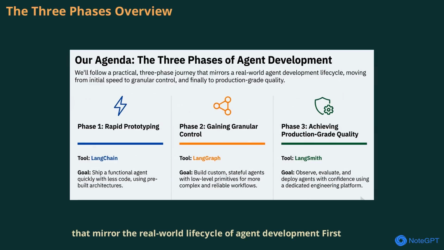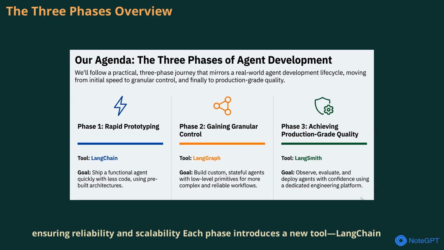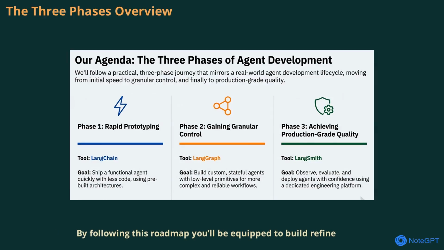First, we'll focus on rapid prototyping, where speed and simplicity are paramount. Next, we'll dive into gaining granular control, allowing for custom logic and complex workflows. Finally, we'll tackle the challenge of achieving production-grade quality, ensuring reliability and scalability. Each phase introduces a new tool, LangChain, LangGraph, and LangSmith, designed to address the unique needs of that stage. By following this roadmap, you'll be equipped to build, refine, and deploy agents with confidence.